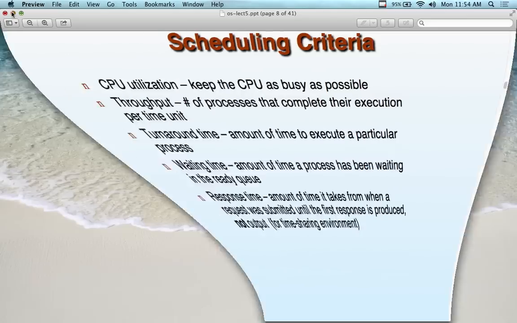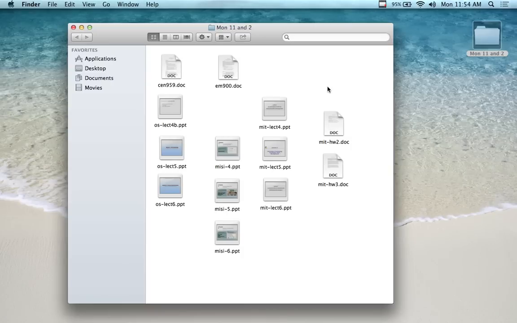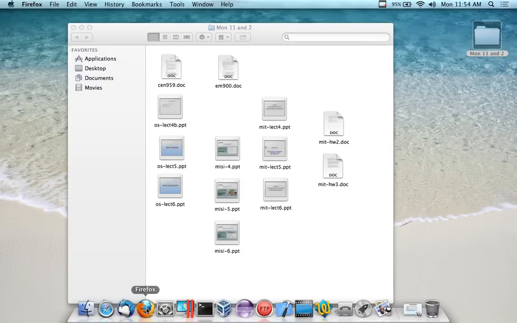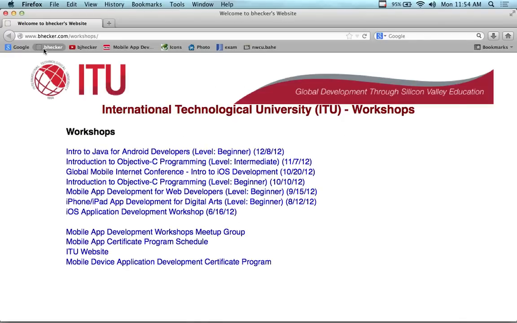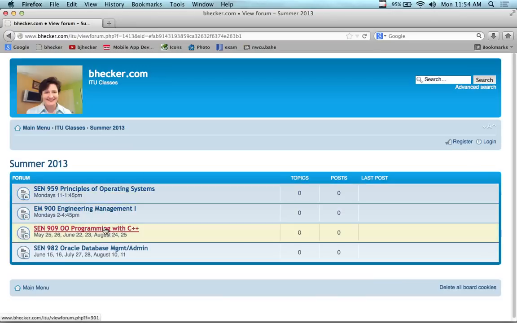So actually, let me take a brief side tour through the assignments, which means I actually have to download the assignments. Hold on 1 second. Just to make sure we actually have a CPU scheduling assignment, which I believe we do.